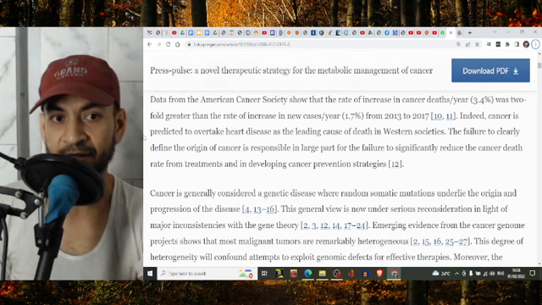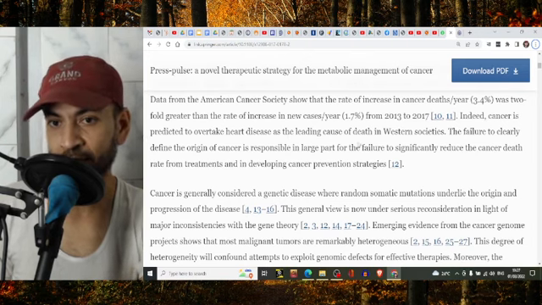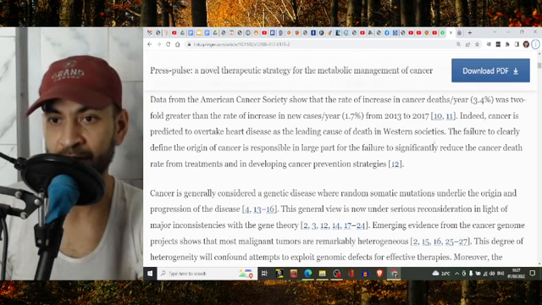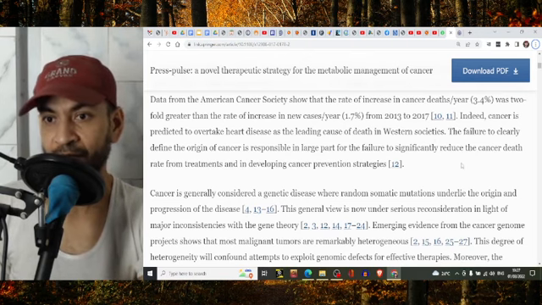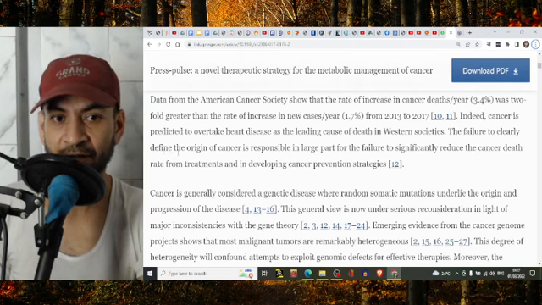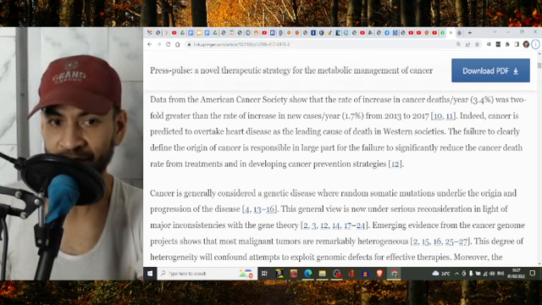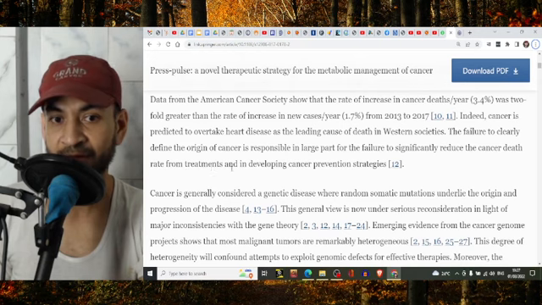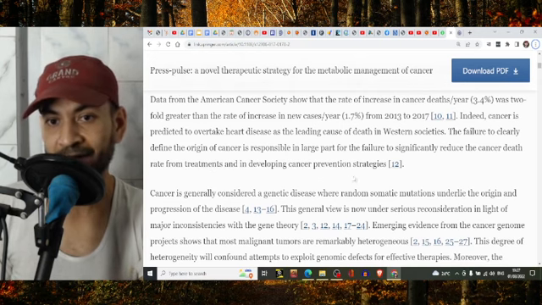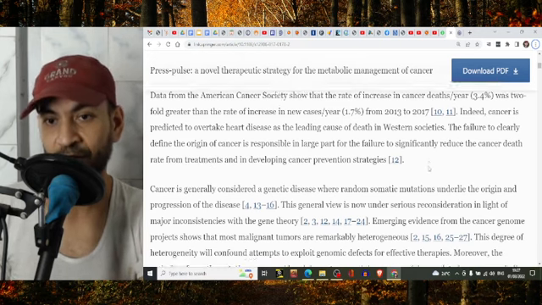Indeed, cancer is predicted to overtake heart disease as the leading cause of death in Western societies. The failure to clearly define the origin of cancer is responsible in large part for the failure to significantly reduce the cancer death rate from the treatments and in developing cancer prevention strategies. Reference 12.